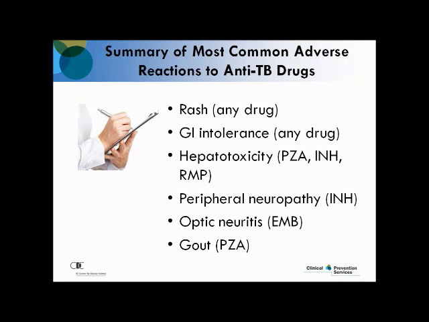So summary: rash, any drugs. GI intolerance, any drug. Hepatotoxicity, PZA, INH, and rifampin, and that's in order. And then the peripheral neuropathy is INH, optic neuritis, ethambutol, PZA, gout. So knowing what your medication does and knowing the side effects and addressing that in terms of your good patient outcomes.